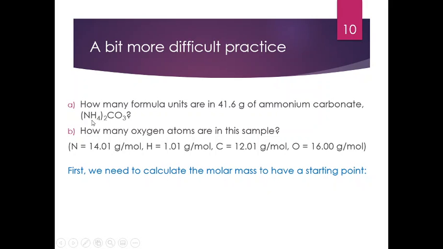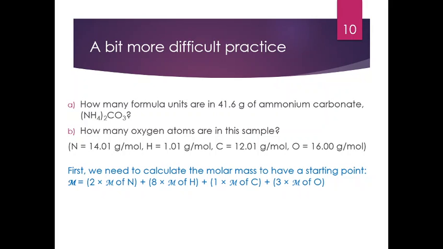In this situation, we have (NH4)2, so that 2 needs to be distributed out to the nitrogen and to those 4 hydrogens. So we actually have 2 nitrogen, 8 hydrogen, and then 1 carbon and 3 oxygen. If we look at how it's calculated: 2 times the molar mass of nitrogen, which I give you as 14.01, plus 8 times the molar mass of hydrogen, or 1.01, plus the molar mass of 1 carbon, or 12.01, and 3 times the molar mass of oxygen, 16.00.